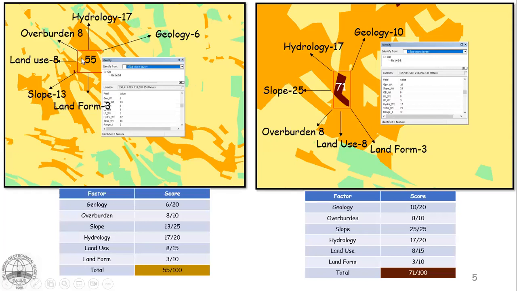In this particular location, these are the terrain factors and these are the scores assigned. It got a total score of 55, so landslides are likely to occur, as you saw in the legend in the previous one. In this other location, these are the terrain factors and the values for them. It has a value of 71 out of 100, so landslides are to be expected. You saw the legend in the previous one.